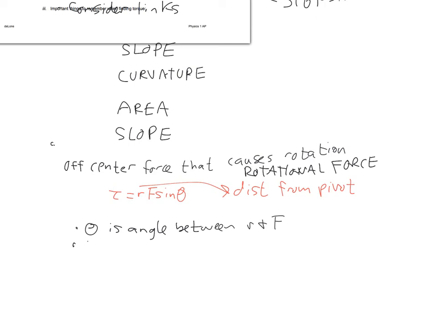Another important piece here is that a force acting on the pivot leads to no torque. All right, so we have to have a force away from our pivot in order to create a torque.